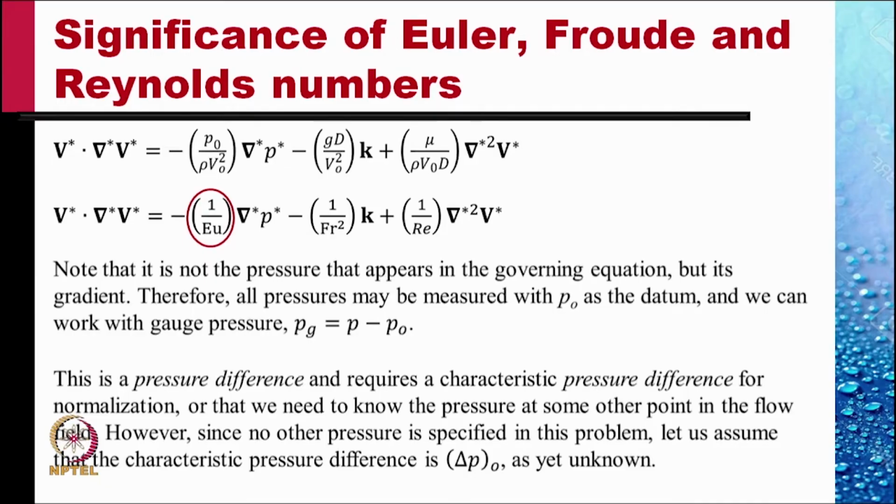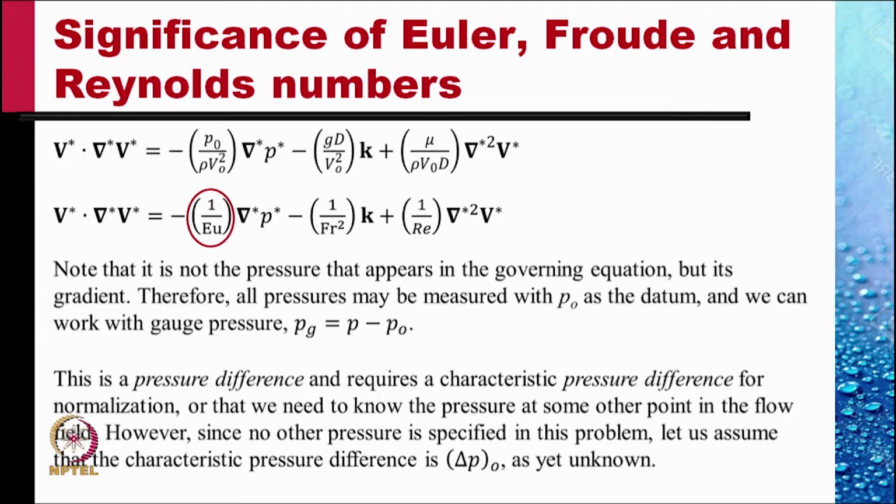Note that it is not the pressure that appears in the governing equations, but its gradient. Therefore, the pressures may be measured with P naught as the datum, and we can work with gauge pressure Pg equal to P minus P naught. If we do this, the equation is unaffected. This Pg is a pressure difference and does not require a characteristic pressure, but requires a characteristic pressure difference for normalization.